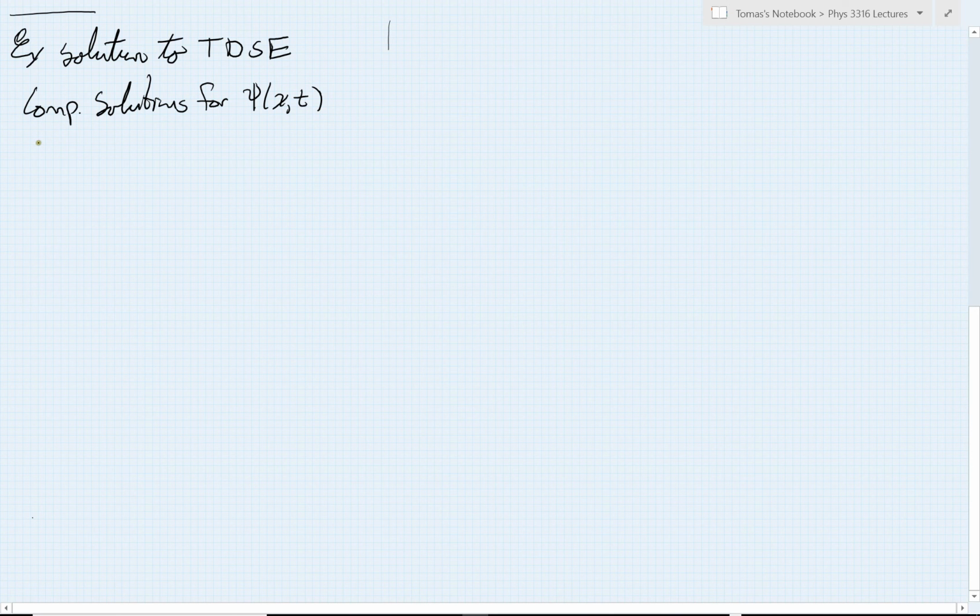And then what we're going to do with those computer solutions is I'm going to show you the resulting probabilities for finding the particle at any location x at a given time t, which of course, once we've solved for the wave function, we can get from simply looking at the square of the wave function. So the first example I'd like to look at is what happens if I make a Gaussian wave function. I'm just going to start with a Gaussian wave function, and I'm going to let it evolve in time according to the time-dependent Schrodinger equation.